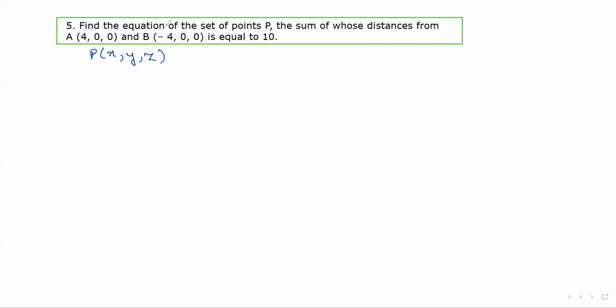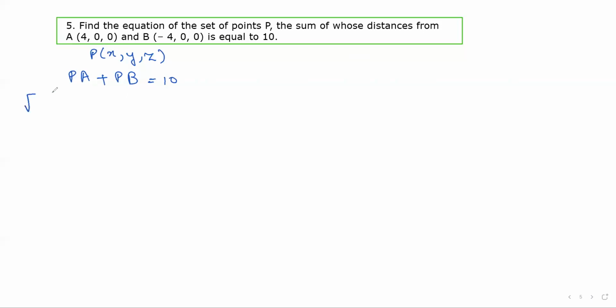The sum of whose distances from A and B. Now sum of distances of this point P. So PA plus PB is equal to 10. So all you've done is convert words into equations. So this is what you have. PA plus PB is equal to 10.